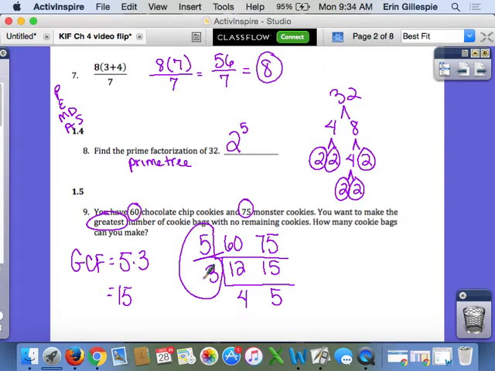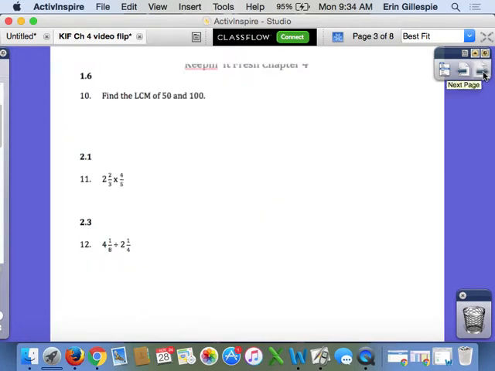So multiply those numbers on the side. If it was LCM, I would multiply these numbers and these numbers on the bottom. So I do 5 times 3 times 4 times 5. So I can make 15 bags. Don't forget your label.